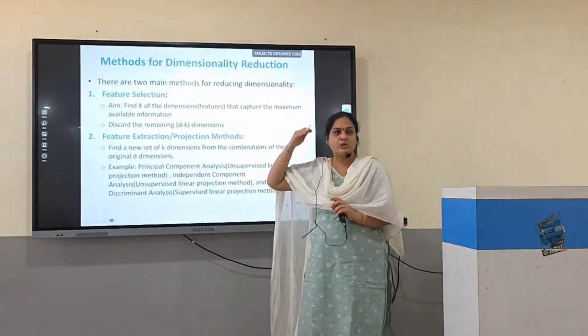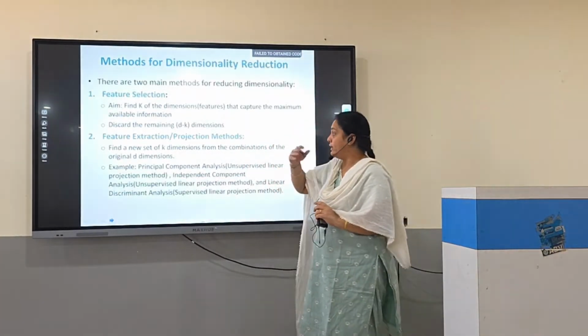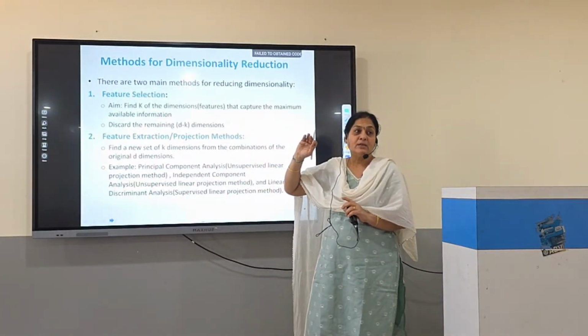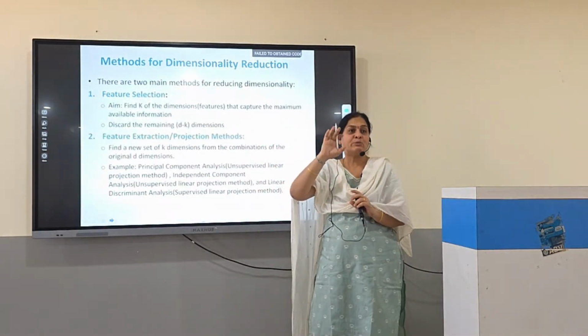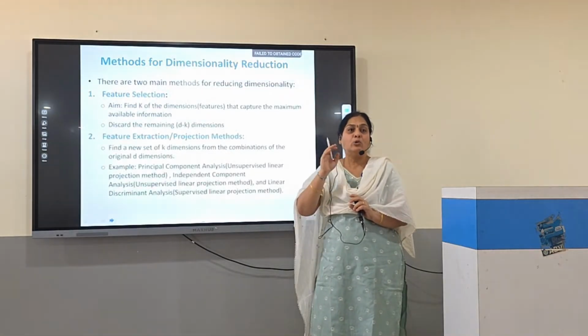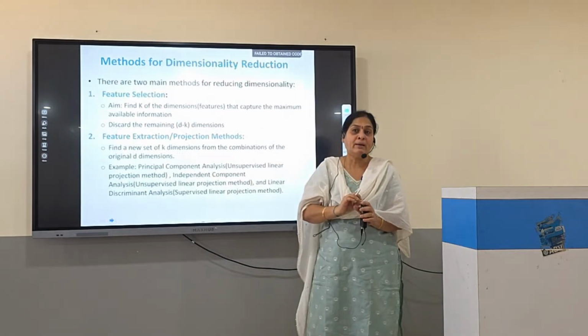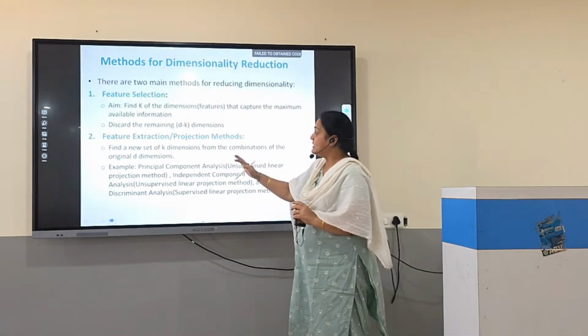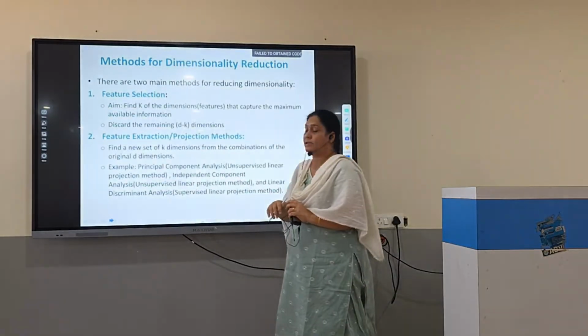In feature selection also we have different types. We'll look into that. But to understand what feature selection is, yes, you are going to remove some of the attributes from your data set which are not required, which you feel do not contribute to your machine learning model. Then you remove those features. Next is feature extraction or the projection method.